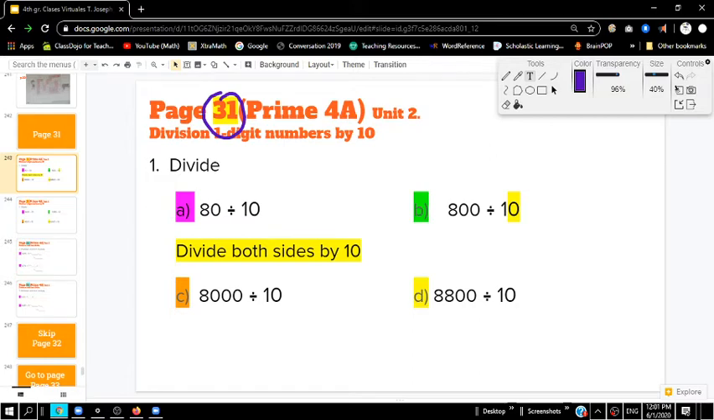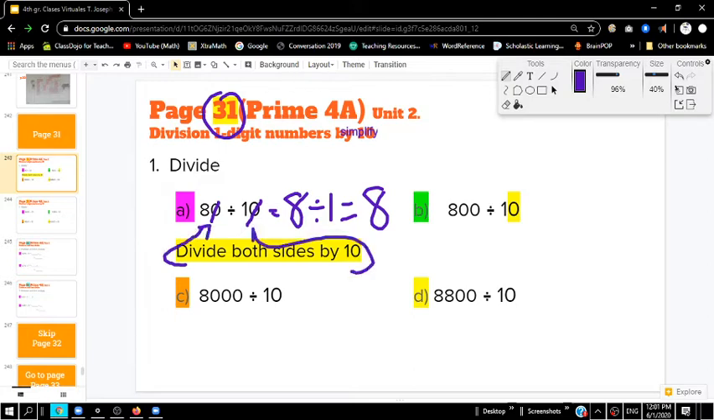So, when I divide by 10, I can simplify the problem, right? Simplify. Okay? Making the problem more simple to understand is a very important concept, okay? So when I simplify this, I'm going to divide both sides by 10. And my new problem is 8 divided by 1, which just equals 8. You'll notice I divided 80 by 10, and I divided 10 by 10. You have to divide both sides by 10.